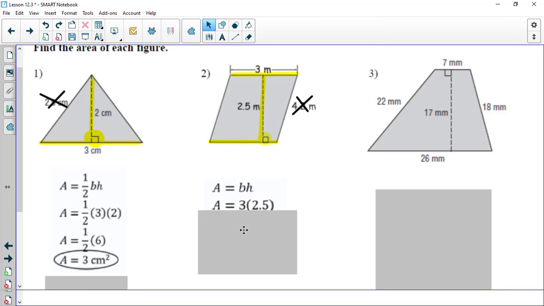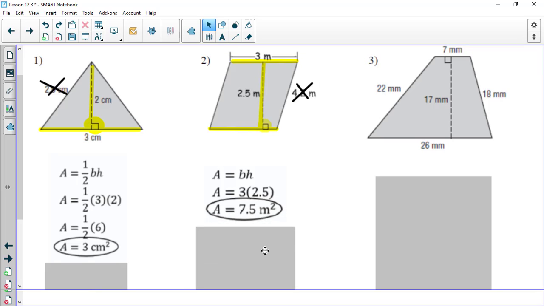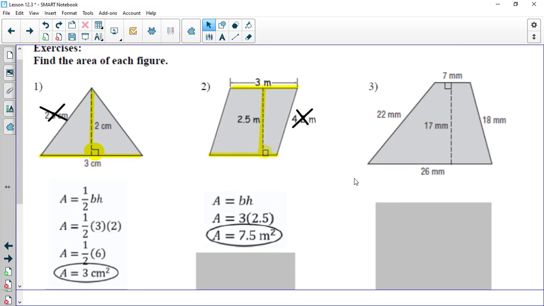So we can do 3 times 2.5. That will get us an area of 7.5 meters squared. Don't forget your labels. Your labels are definitely important. All right, taking a look at number 3.